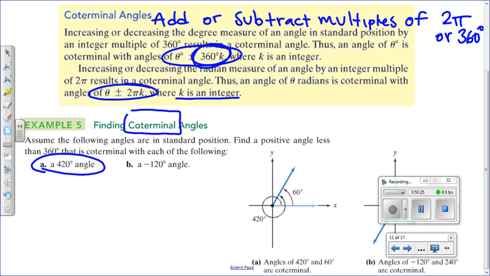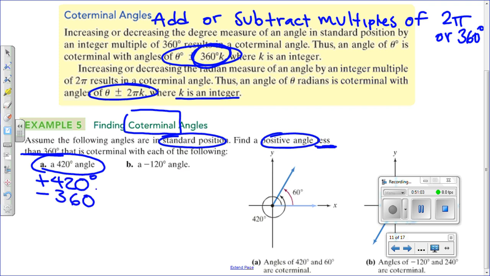So, let's read the instructions first. We have to find coterminal angles, but they have to be in standard position. And then what else? Find a positive angle. Okay, so to 420 degrees, we're going to add or subtract. Oh, and we also want it to be less than 360, so we need to subtract. From 420 degrees, we subtract 360 degrees, and that will give us 60.